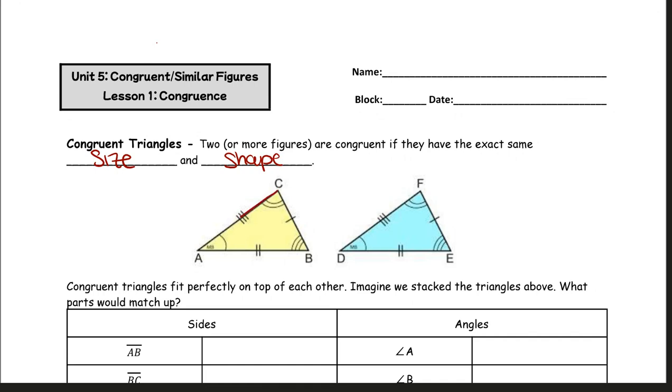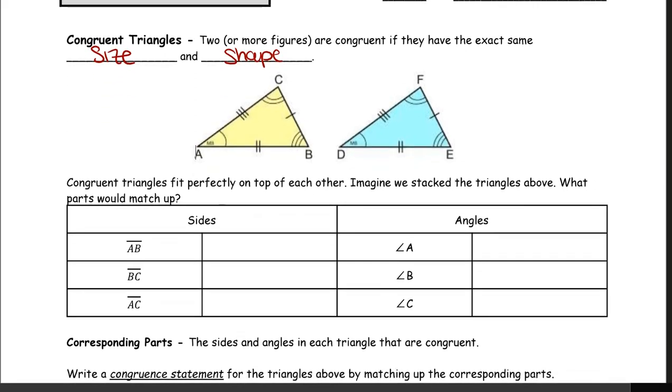So if I look at this triangle, CAB, that I'm going to highlight right here, if I were to take it and move it right on top of this other triangle, notice how everything matches up. These two triangles are the exact same size and the exact same shape. And when two triangles have the exact same size and exact same shape, then all of their sides and all their angles are going to match up as well.